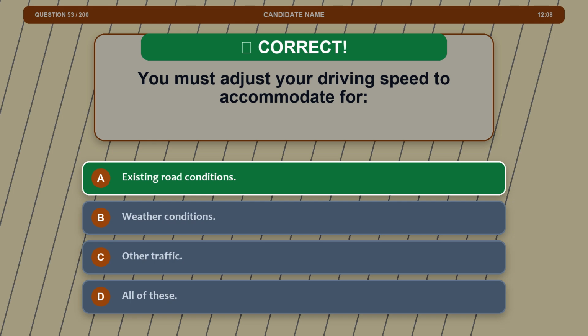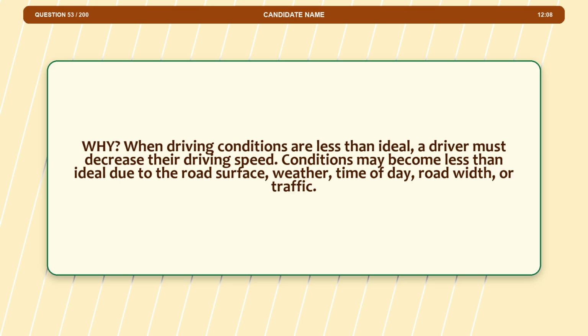The correct answer is option A, existing road conditions. Explanation. When driving conditions are less than ideal, a driver must decrease their driving speed. Conditions may become less than ideal due to the road surface, weather, time of day, road width, or traffic.